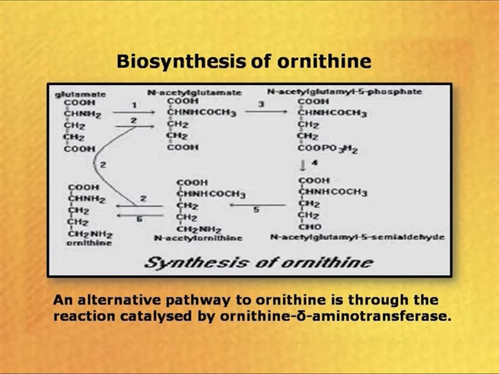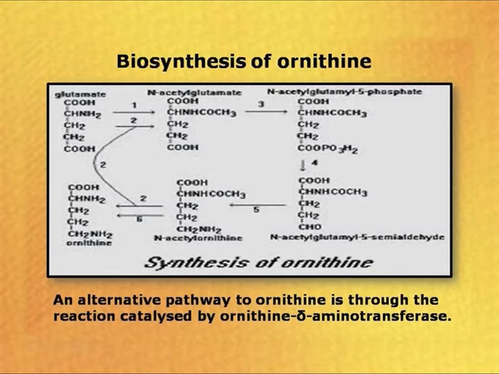Ornithine is another important amino acid also synthesized from the starting compound L-glutamate. Ornithine can also be synthesized by an alternative pathway. The enzyme catalyzing the reaction is ornithine delta aminotransferase.